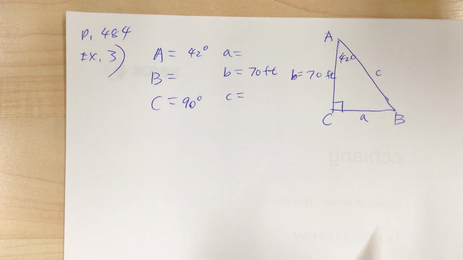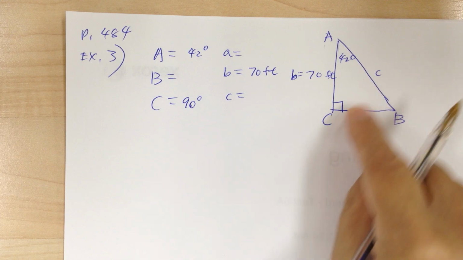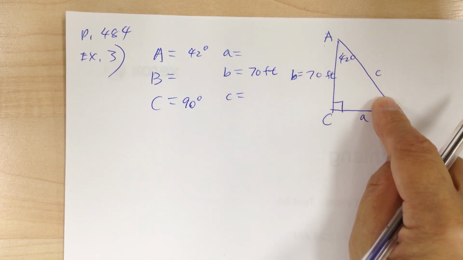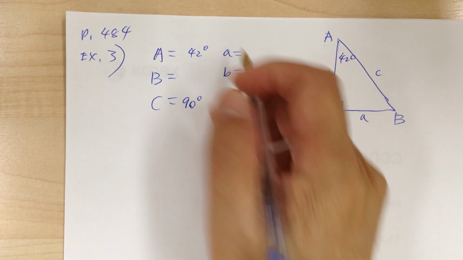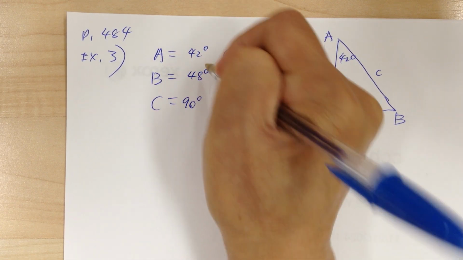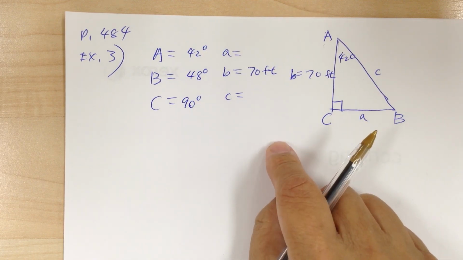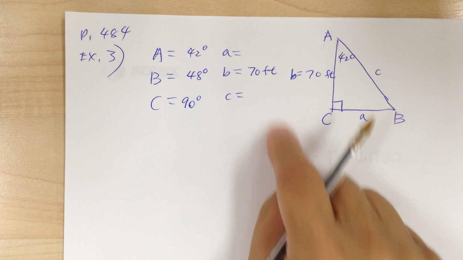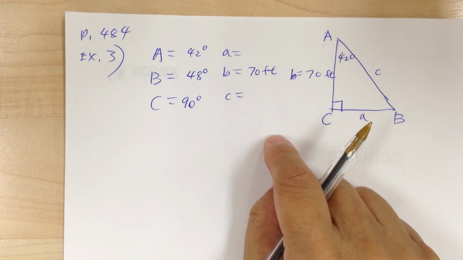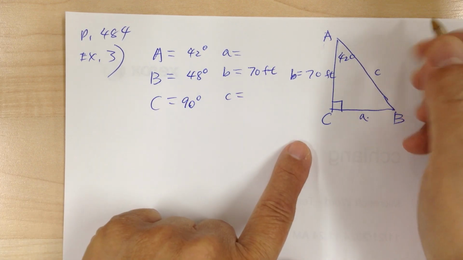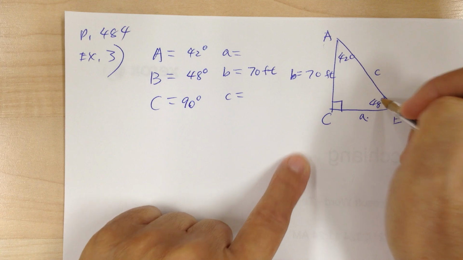Now remember, the three angles add up to 180, so this is already 90, so the other two are complementary angles and equal 90. So 90 minus 42 will give you 48 degrees, because they have to add up to 90. So right away you know that. Now we're going to look for a. So this is 48 degrees.